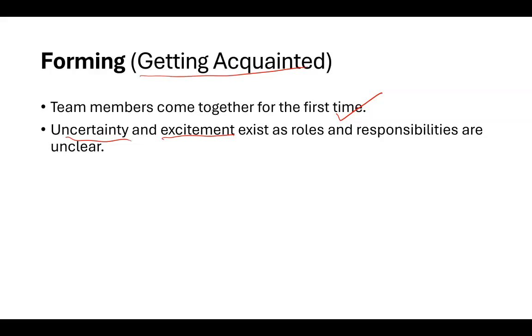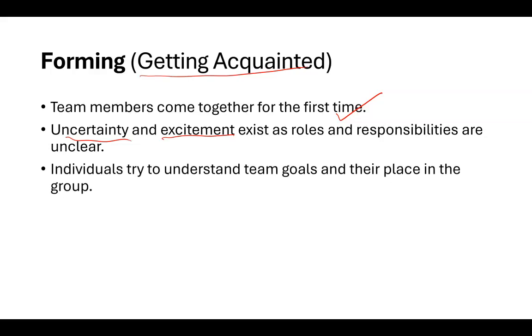So there are a lot of things where the clarity is not there in this stage, but there is always excitement because most of the people want to interact with each other and they want to be part of the team. That's the reason why uncertainty as well as excitement exists in this particular stage, right? That is an exciting combination. Then individuals try to understand team goals and their place in the group. Basically, once individuals come together, they try to understand what the team goal is that they want to achieve, and what their role is, their place in that team. That's very important, right?